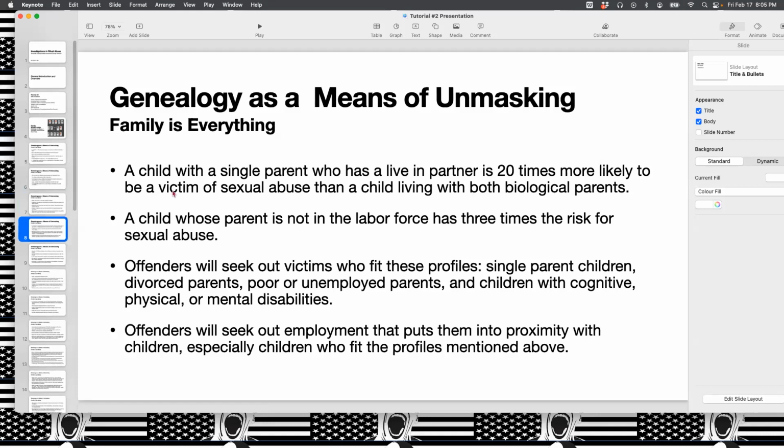As a child, if you're looking at a single parent who has a live-in partner, that child is 20 times more likely to be a victim of sexual abuse than a child living with both biological parents. A child whose parent is not in the labor force is at 3 times the risk for sexual abuse. And it doesn't have to be the parent who's abusing them. The parent can use the child as a commodity.